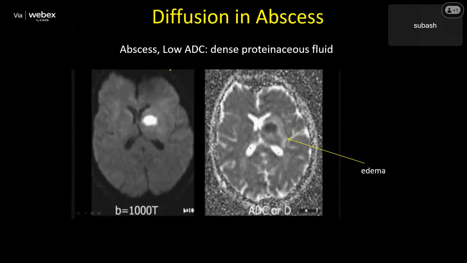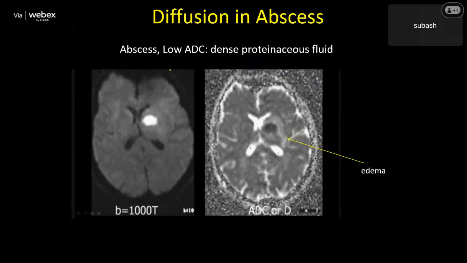So you can see here, this is FLAIR. You can see in b1000 the bright region here. Now you see only here the bright region. There is a restricted diffusion. So people can think of this as a stroke.